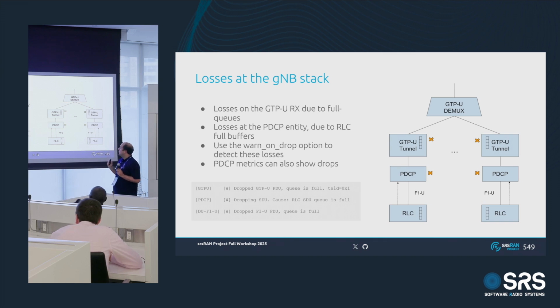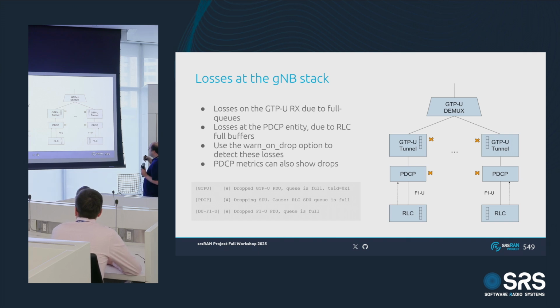It's the first barrier of entry to the stack. So try to see, am I having excessive losses because of this, or not? And then later on, also the RLC has a queue. The RLC has a queue because the way it works, the gNB, is the PDCP will push packets into the RLC, and then the RLC will wait for the MAC to pull them, right? So the queue is the interface, right?